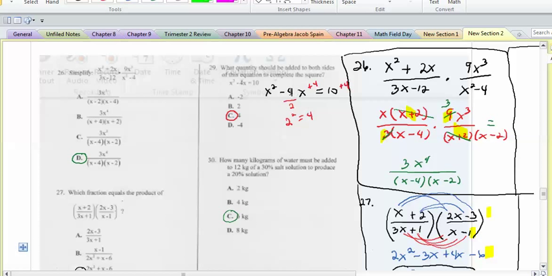You take the middle term, you divide it by 2. Once you get the answer of 2, or whatever answer it would be, square that answer. So it's 2 times 2 is 4. That's what you add to both sides to complete the square.